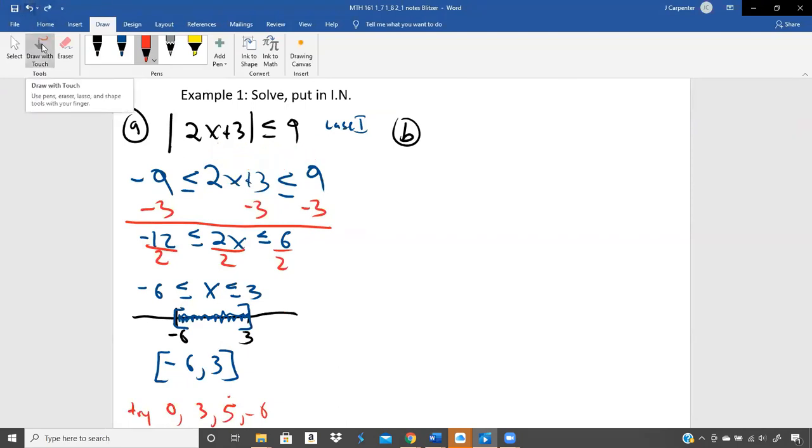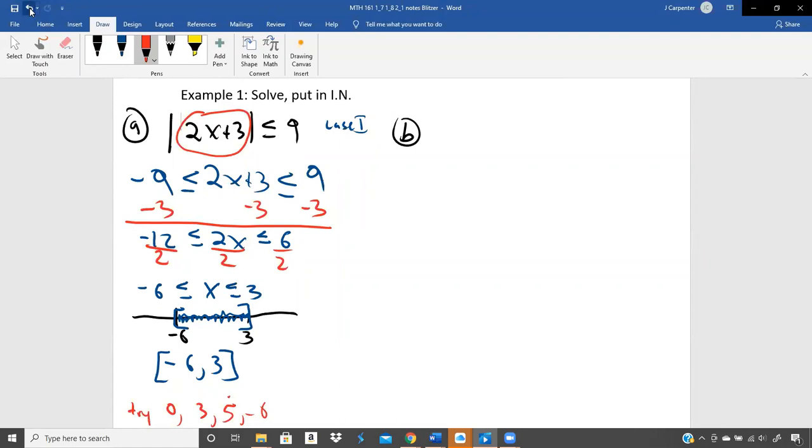So here's the idea. When you have an absolute value, it makes the number positive no matter what. So this piece right here can be as big as 9 or it can be as small as negative 9 in order for the absolute value to stay under 9. So this 2x plus 3 itself can be as large as positive 9 or as small as negative 9 to make this thing hold true.